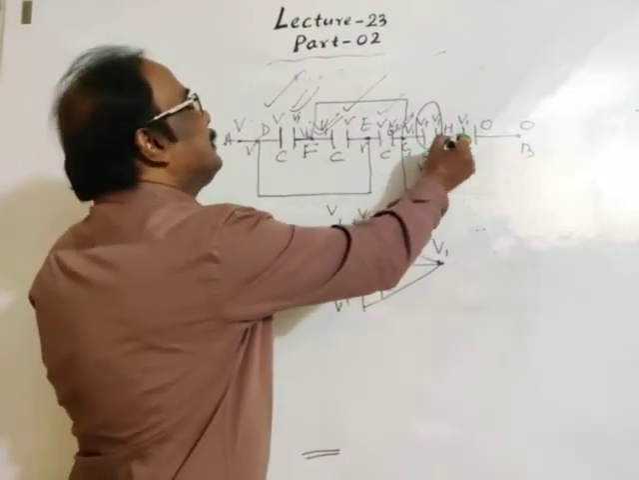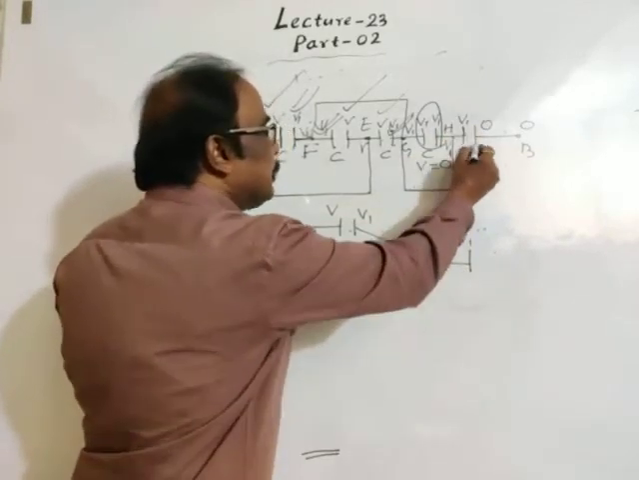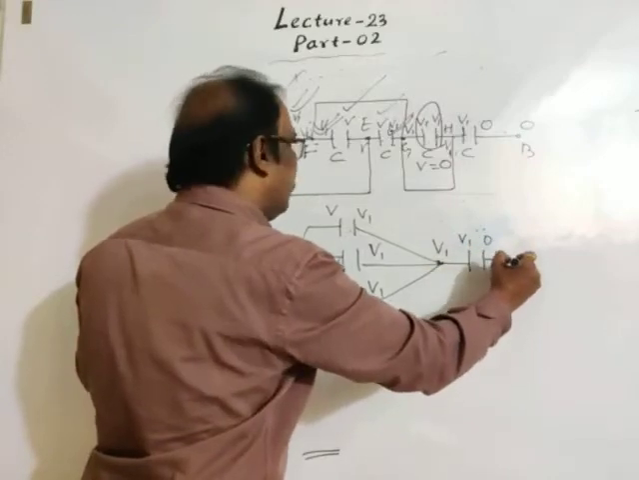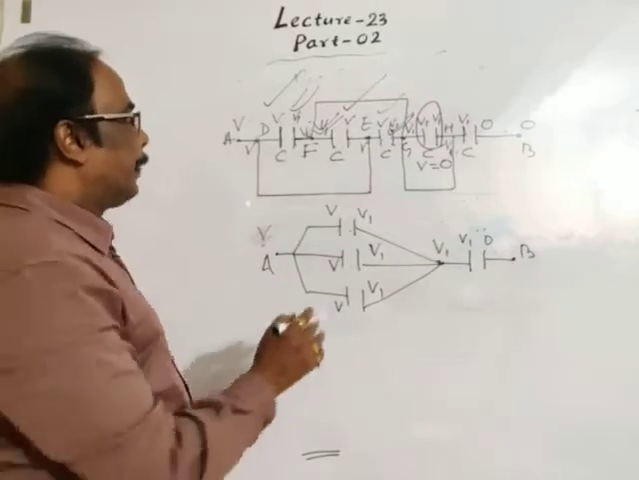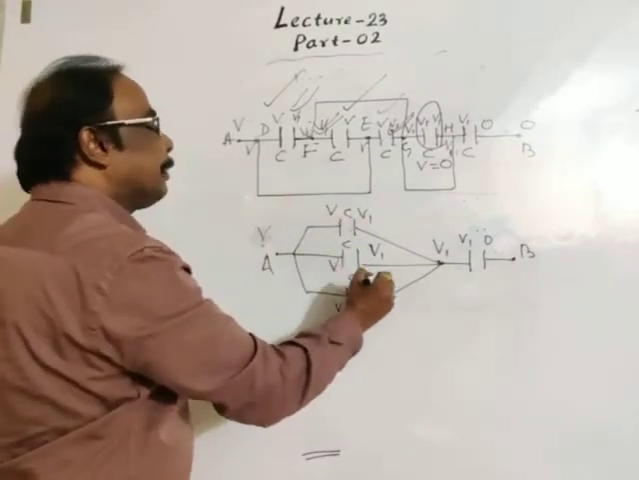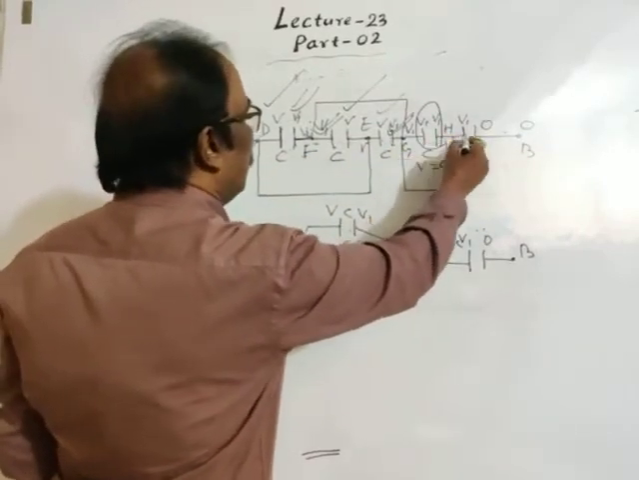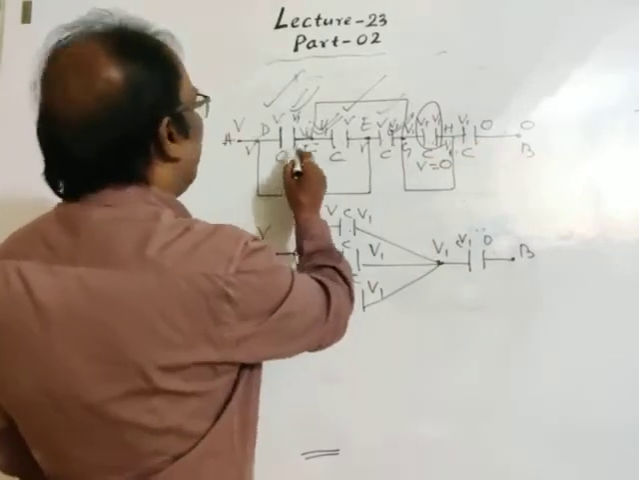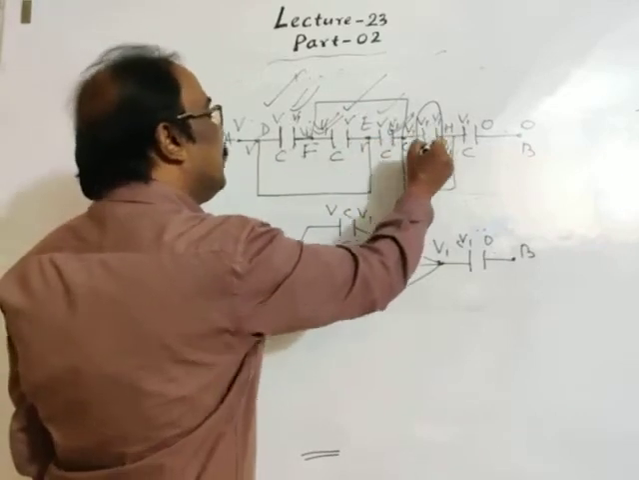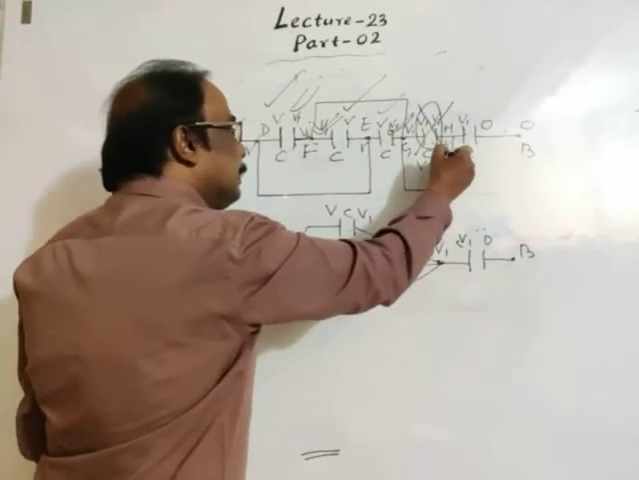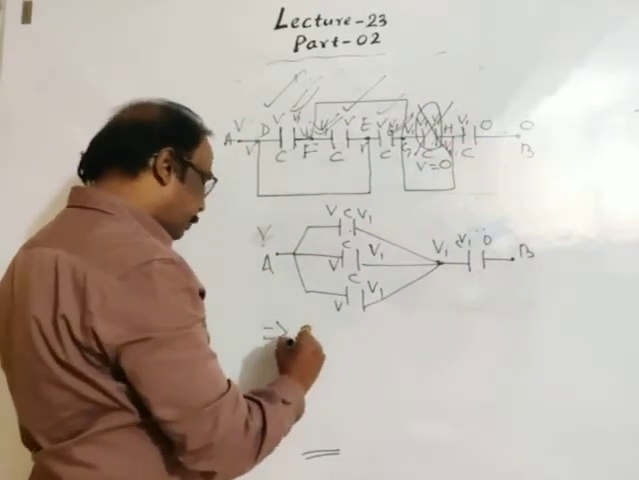Then the potential of this plate is V1. Let's take this plate, potential is V1. Then this plate is at 0 potential. And finally, we reach point B and point A. Since all the capacitors have the same capacitance, this is V1 and 0. Then we may make the equivalent circuit.